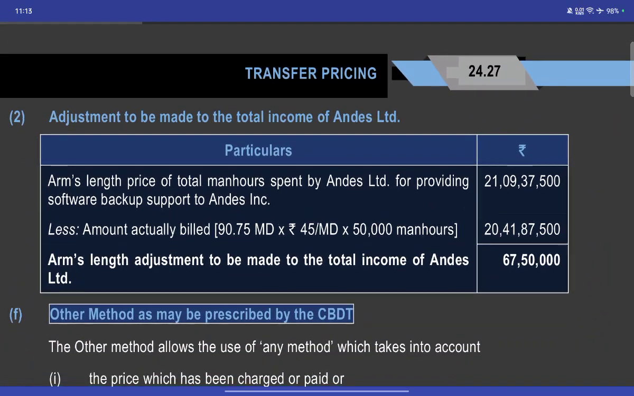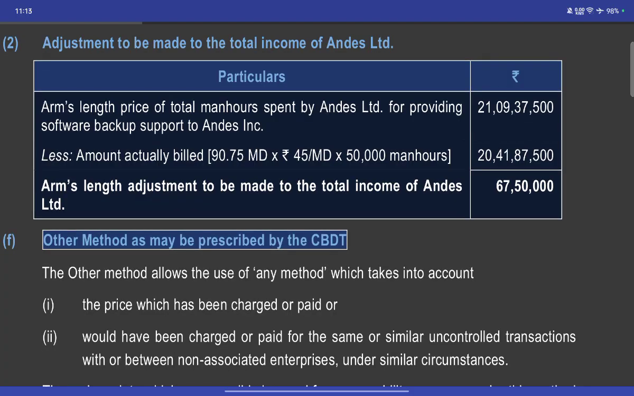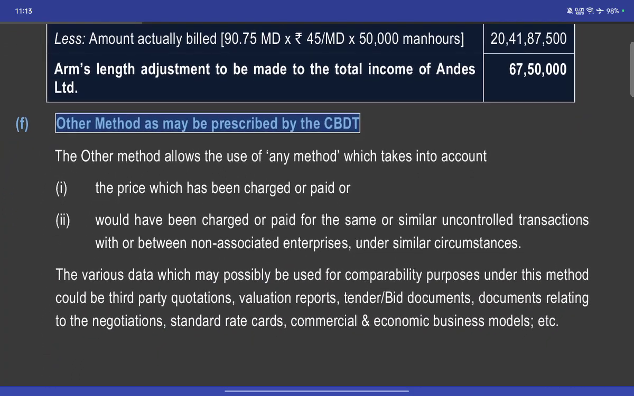The arm's length price of total man hours spent by the Andes provided by the backup is 21 lakhs. Actual man hours billed is 21 lakhs. Arm's length adjustment to be made to the total income of Andes is 67 lakhs 57,000. Other method to be prescribed by CBDT.